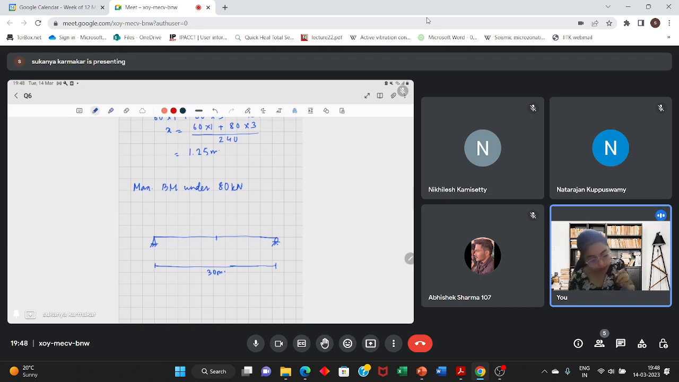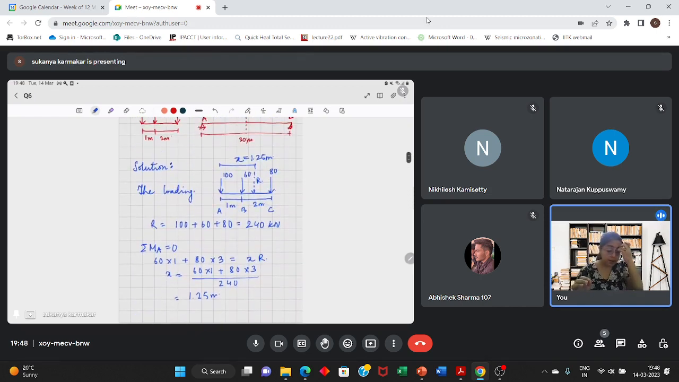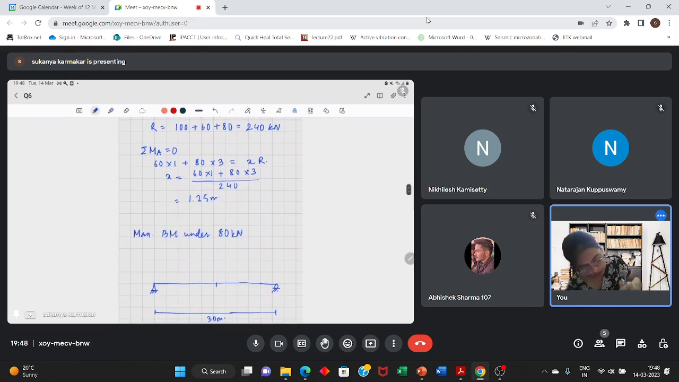Fine. And how will you place the load? You will place it in such a way that the center of the beam should be equidistant from this resultant load and the 80 kilonewton load. So this is the centroid of the beam. This is 80 kilonewton and this is the resultant. The resultant is 240 kilonewton.